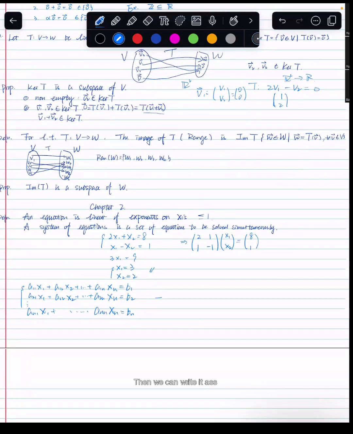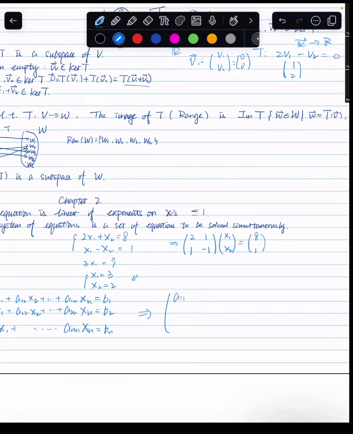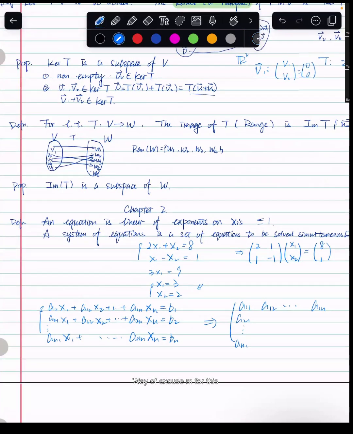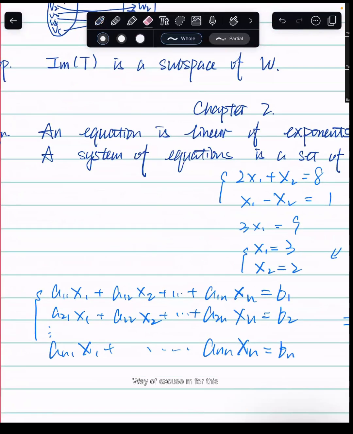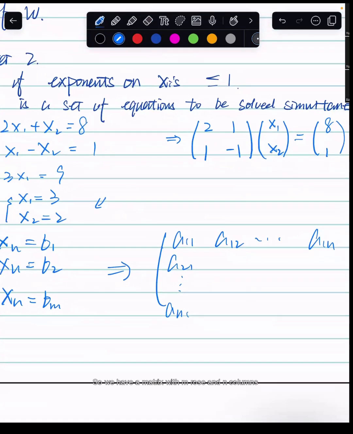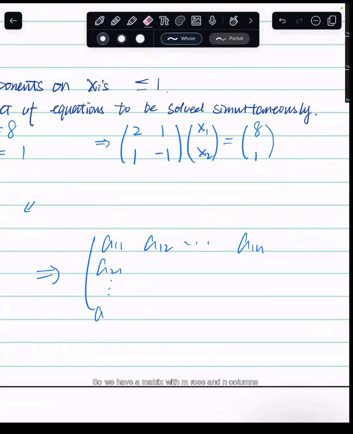Then we can write it as the matrix a11, a12, all the way to a1n, then a21 all the way to am1. Wait, let's use m for this. So we'll have a matrix with m rows and n columns.